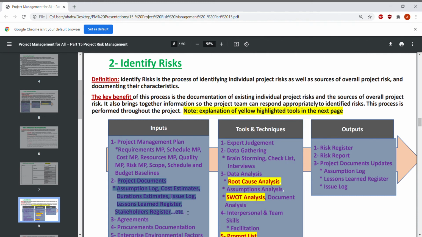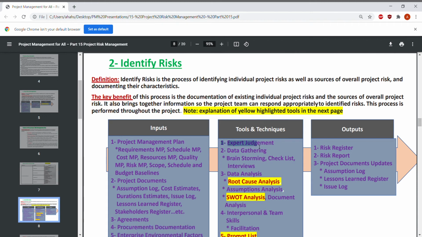and stakeholder register. The third input is the agreements and contracts. The fourth one is the procurement documentation. The fifth one is the enterprise environmental factors. So these are the inputs, and I'm not going to talk about them because we already covered them in previous presentations.